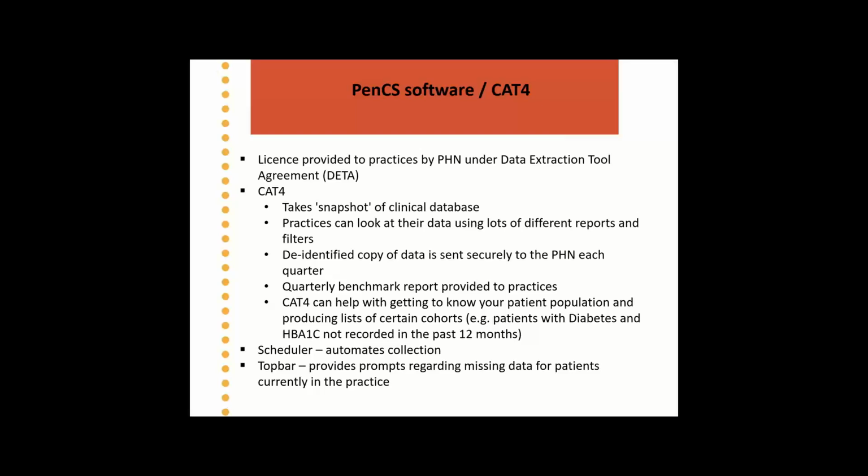So Cat4 can help you with getting to know your patient population and with producing lists of certain cohorts. The example I always like to give is you can use the filters to, for example, look at who your diabetic patients are, and then you can drill down further into that and see which of those diabetic patients have not had their HbA1c recorded in the past 12 months and produce a list of those patients.